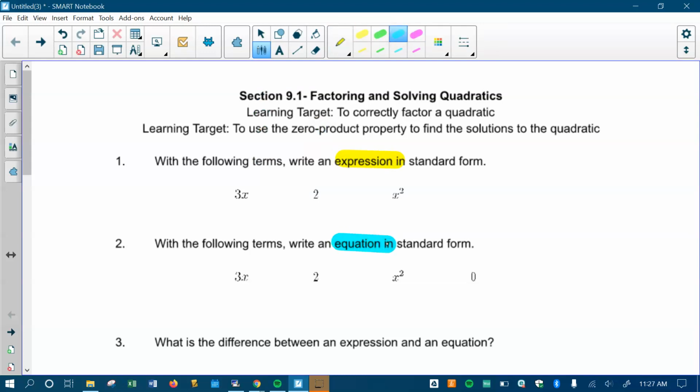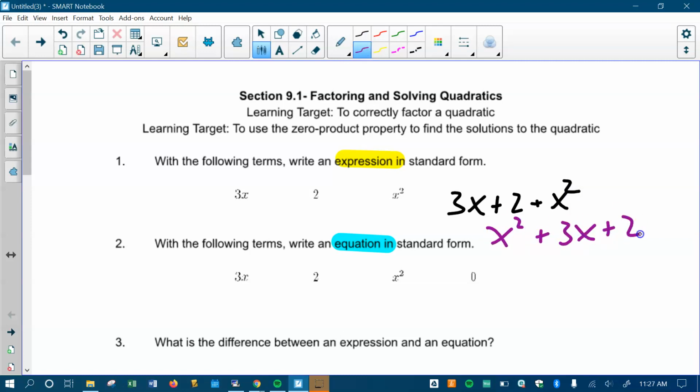So let's do the first one. An expression in standard form would be something like 3x plus 2 plus x squared. Or you can put it in any order that you want. If you want to do x squared plus 3x plus 2, that's fine. If you want to change any of those pluses to minuses, that's also fine. Please note we cannot combine those terms. These two are going to stay as trinomials.